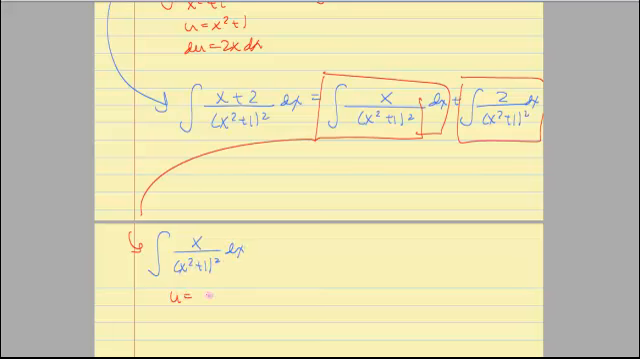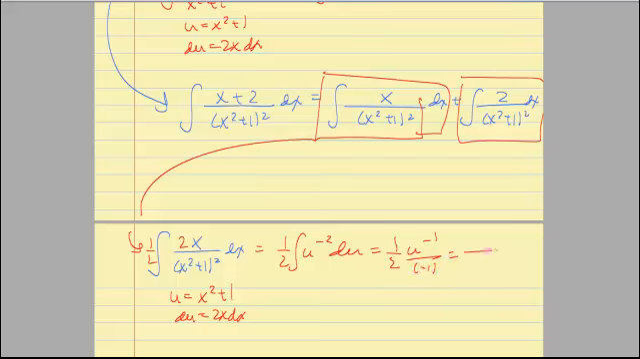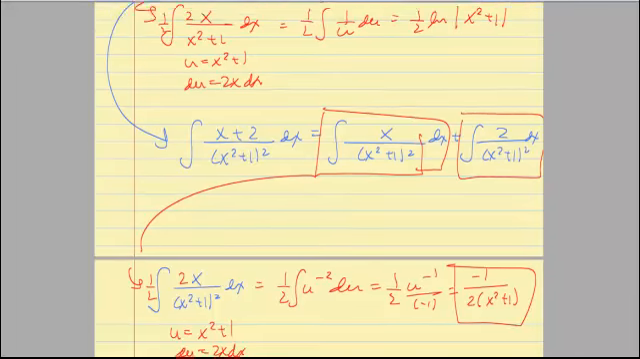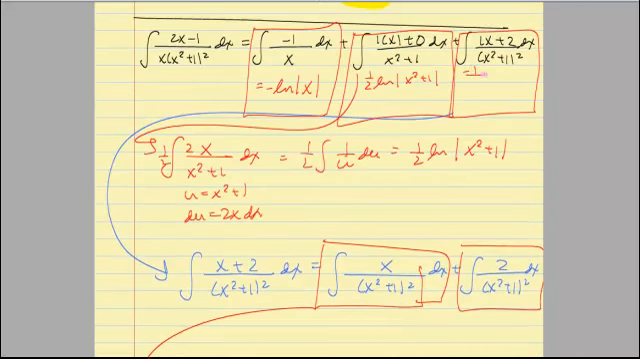This is a nice u substitution. U is x squared plus 1. Du is 2x dx. You multiply by 2 on the inside, compensate with the 1/2 on the outside, and this is 1/2 integral u to the negative 2 du. We integrate, drag along the 1/2, you add 1, divide by the sum. So this integrates into negative 1 over 2u, which was x squared plus 1. So again, we have to keep track of that. Negative 1 over 2 x squared plus 1.